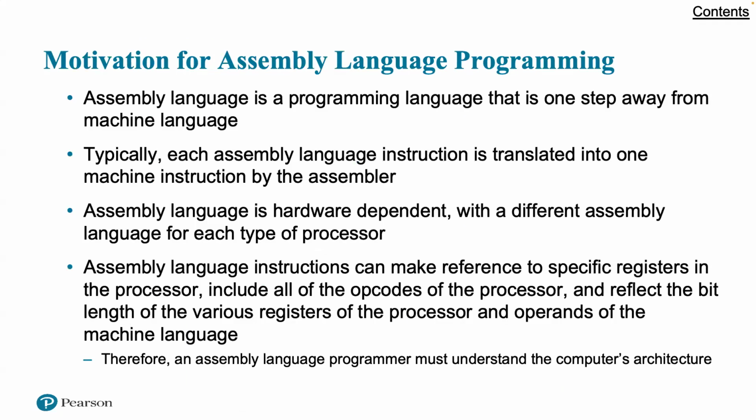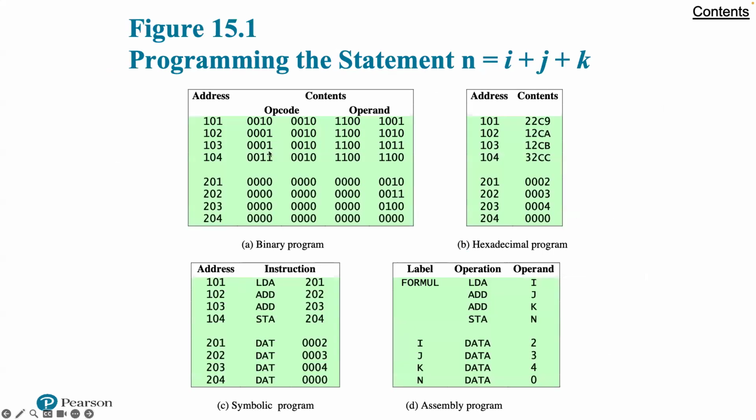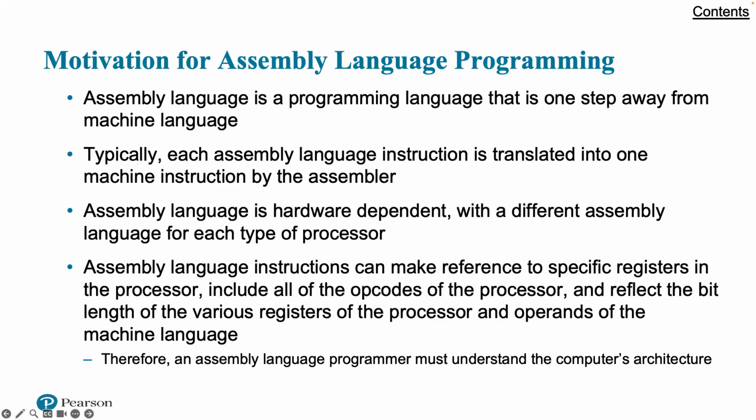So we have a couple of charts that talk about the pros and cons of assembly language. Assembly language is a programming language that is one step away from machine language. And we're seeing that here. This is the binary program, machine language. This is assembly language. We can actually read this, although it's not as easy as a higher level language. Typically, each assembly language instruction is translated into one machine instruction by the assembler. We saw examples in the Mars MIPS simulator. Sometimes it's multiple, maybe 2 or so.